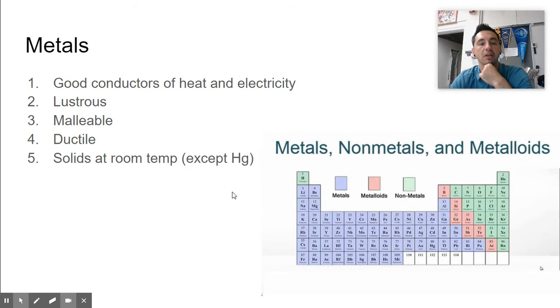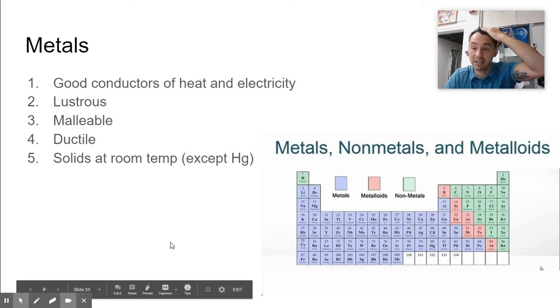Okay, so metals are good conductors of heat and electricity. They're lustrous, they're malleable, they're ductile. Most of them are solids at room temperature. The only exception is mercury. Mercury is a liquid at room temperature. The only other liquid at room temperature is actually bromine. All the other elements are either solids or gases at room temperature.